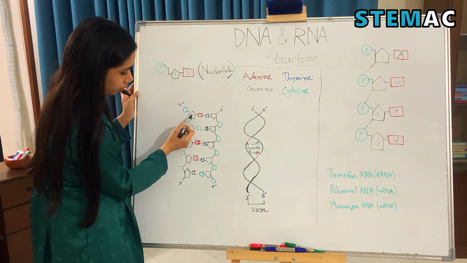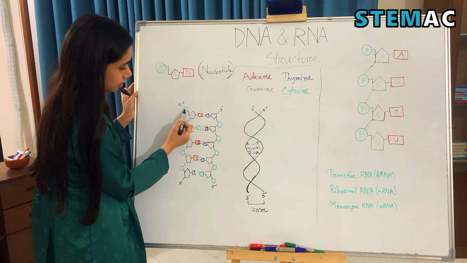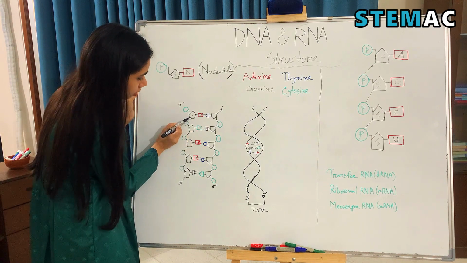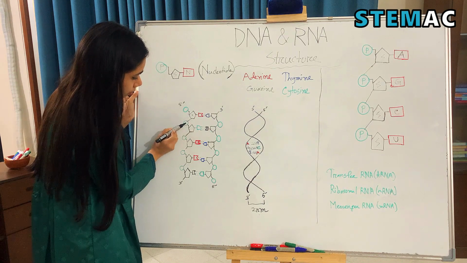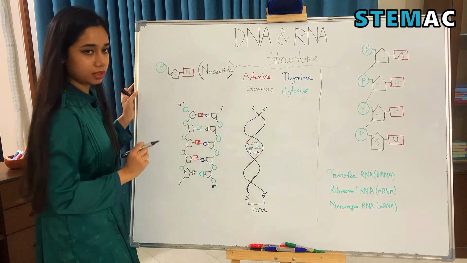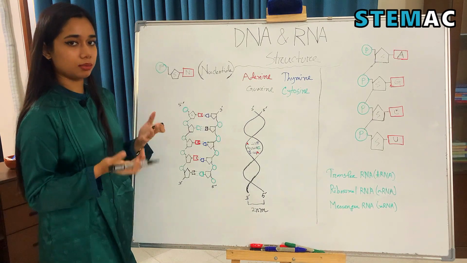So here we have one nucleotide. This is the pentose sugar, this is the base, this is the phosphate group, and at the third carbon the hydroxyl group has formed a phosphodiester bond with the phosphate group of the next nucleotide. So when there are multiple nucleotides together, we get a polynucleotide.